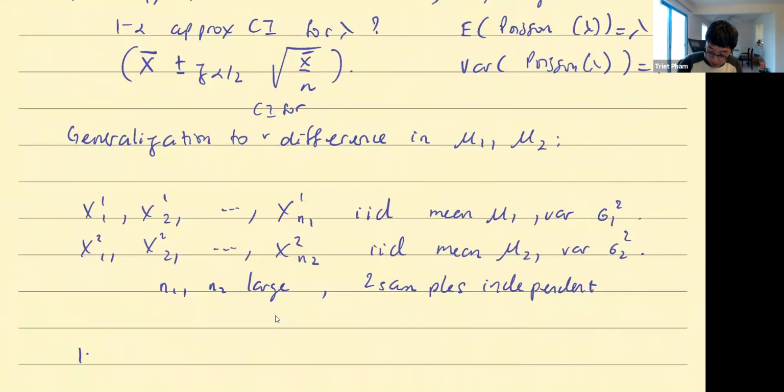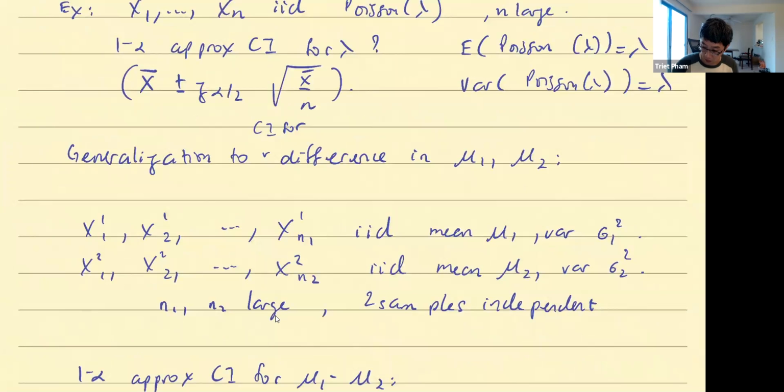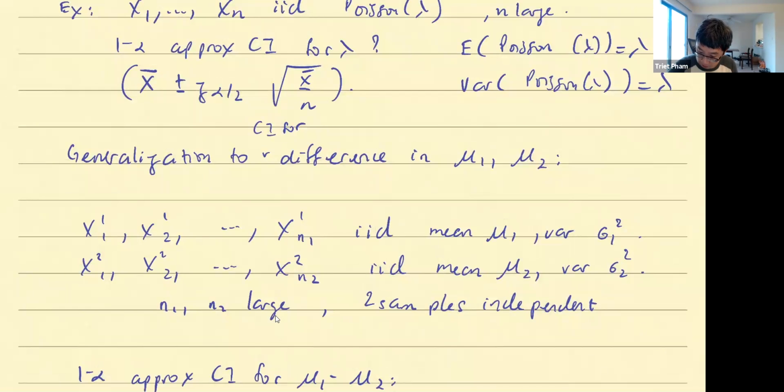To construct the 1 minus alpha approximate confidence interval for mu1 minus mu2, anyone care to guess what this is? The beauty of this is that no assumptions are required. I don't need sigma 1 equal to sigma 2. I don't need the normal assumption. All I need is independence. Sorry, let me go back real quick. Anyone?